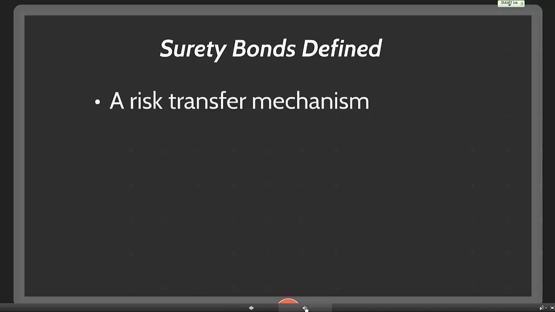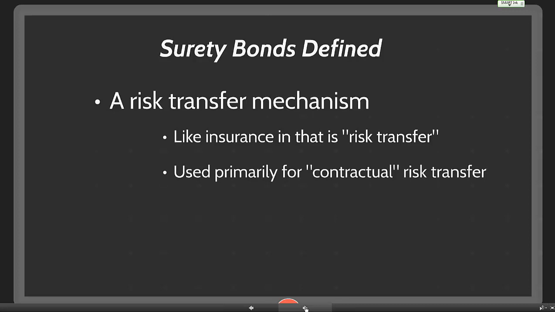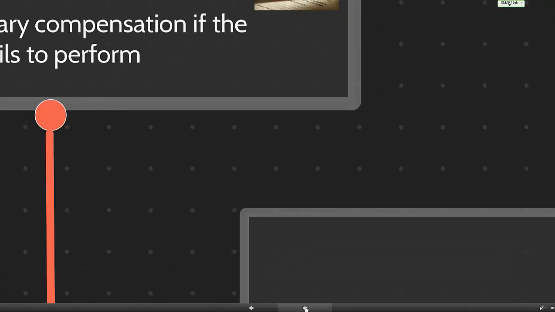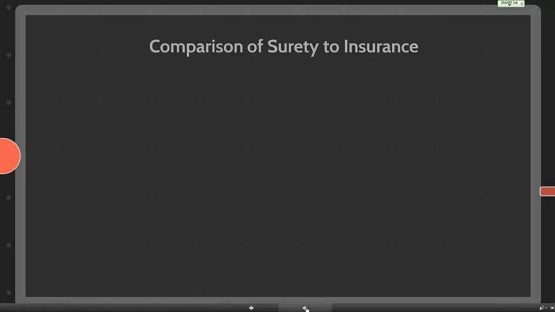Surety bonds are a risk transfer mechanism, just like insurance is a risk transfer mechanism. The distinction is that surety bonds are used primarily for contractual risk transfer, whereas insurance normally cannot insure risk that is assumed by contract. Surety bonds can generally be defined as providing monetary compensation if the bonded party or principal fails to perform. We'll look at some examples in a moment, but first, let's look at a comparison of surety to insurance, which will help us to understand what surety really is.